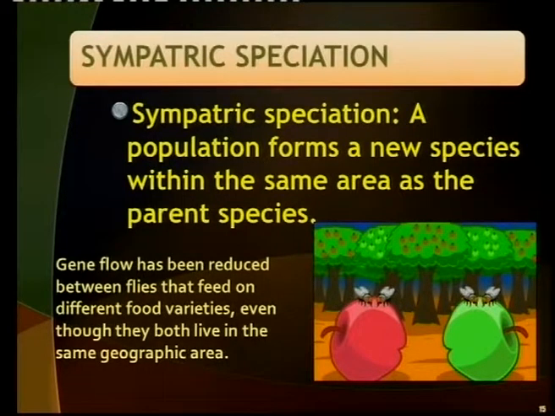Look at the definition. A population forms a new species within the same area as the parent species. There's your definition. And what's different from allopatric is what Colin is asking. And we're waiting for answers. We want to see what is the key word there that distinguishes sympatric speciation from allopatric speciation. Since there we see the same area. You see, same area. All of these species live in the same area.